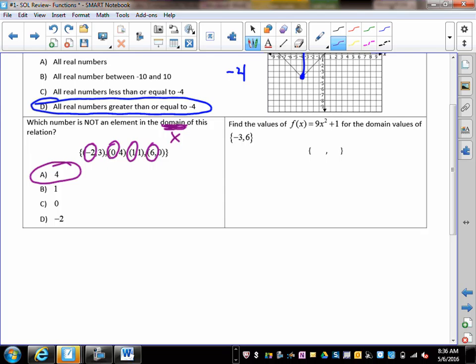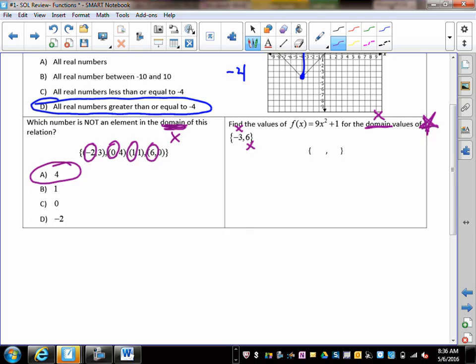All right. Now, this is the trickier type of question they'll give you with this. It says, find the values of f of x equal to 9x squared plus 1 for the domain values of negative 3 and 6. All right, so negative 3 and 6. Domain, again, are your x values. So what they have given you are two x values. They've given you negative 3 for x, and they've given you 6 for x. It's listed in those curly braces, which means it's a list. It's not an ordered pair. That's how we know it's not x and y.